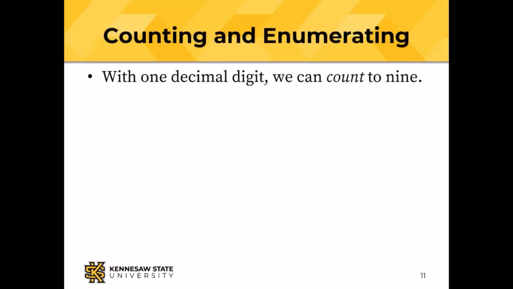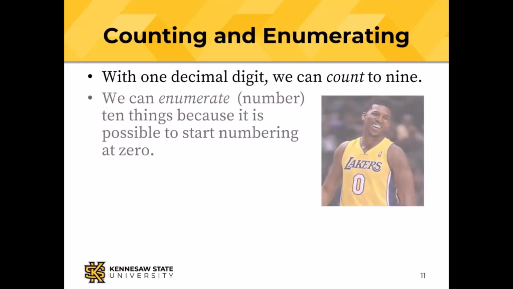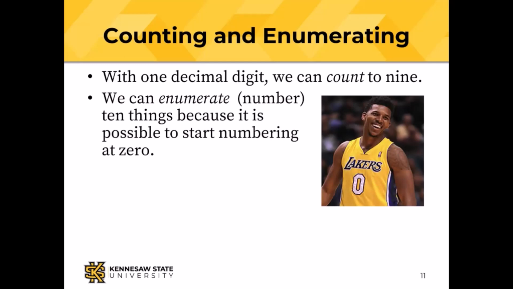We're going to talk for just a minute about counting and enumerating. They are not quite the same thing. With one decimal digit, I can count from 1 to 9, right? 1, 2, 3, 4, 5, 6, 7, 8, 9, and then I have to stop because I am out of one decimal digit. But I can enumerate 10 things because I can number things starting with 0.